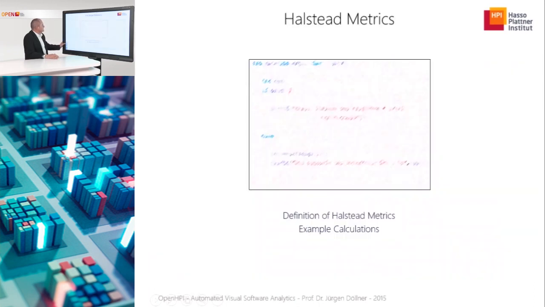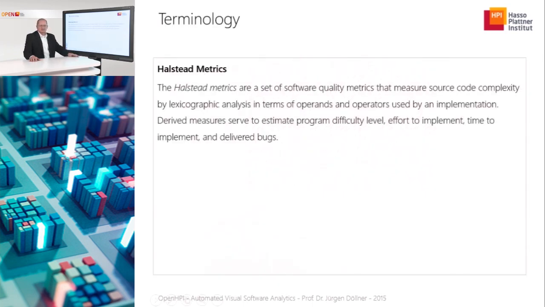This concludes this part. We have introduced some terminology. Let's summarize this terminology. Halstead metrics, a set of software quality metrics that measure source code complexity by lexicographic analysis in terms of operands and operators used by an implementation, and derived measures serve to estimate program difficulty level, effort to implement, time to implement, and delivered bugs.